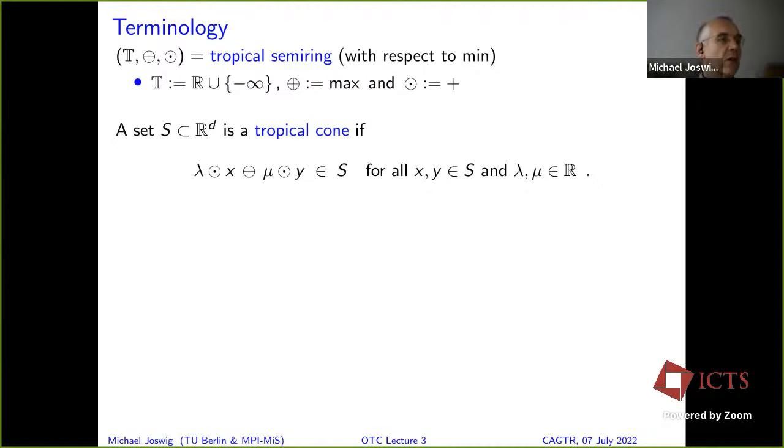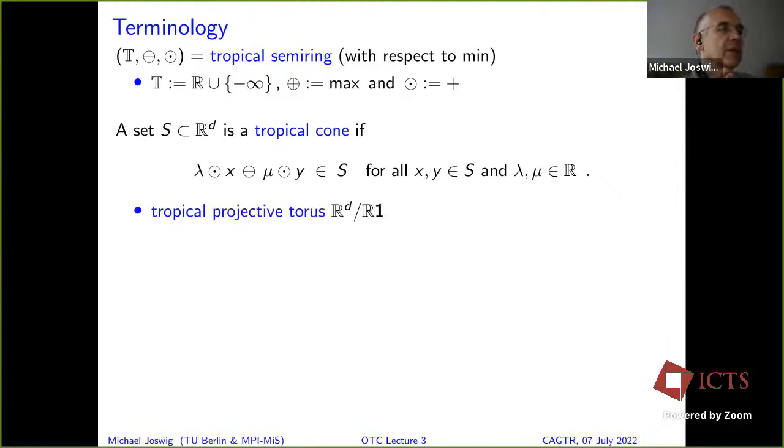Now I define what a tropical cone is. A tropical cone is a set in R to the D which is closed with respect to all tropical linear combinations. This makes sense because the scalars are inherently non-negative. As we saw on Tuesday, every real number is strictly larger than minus infinity, which works as the zero. Because this looks like just an ordinary linear combination, these tropical cones to some extent behave like linear spaces, and to some extent they behave like objects of convex geometry. This kind of twin behavior is owed to this observation.